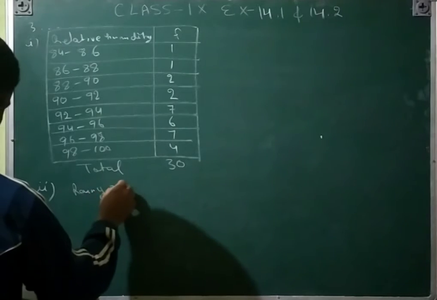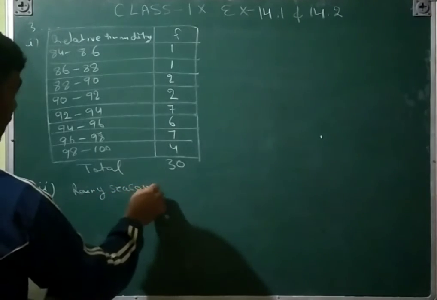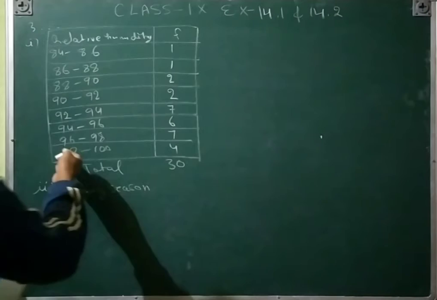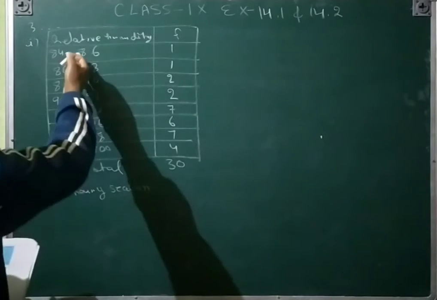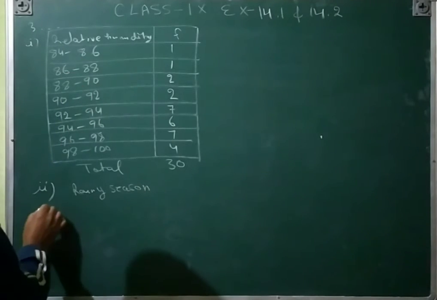Rainy season. Why rainy season? Because humidity is much more. You are looking here, humidity is much more is given there.